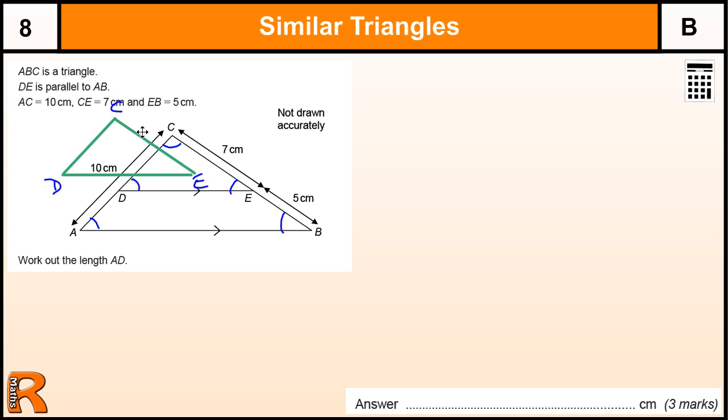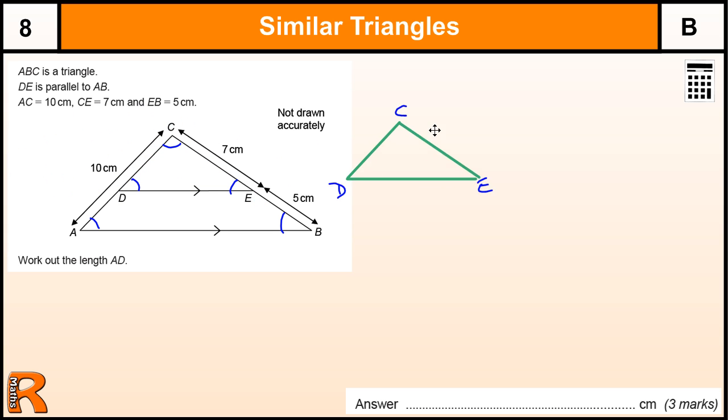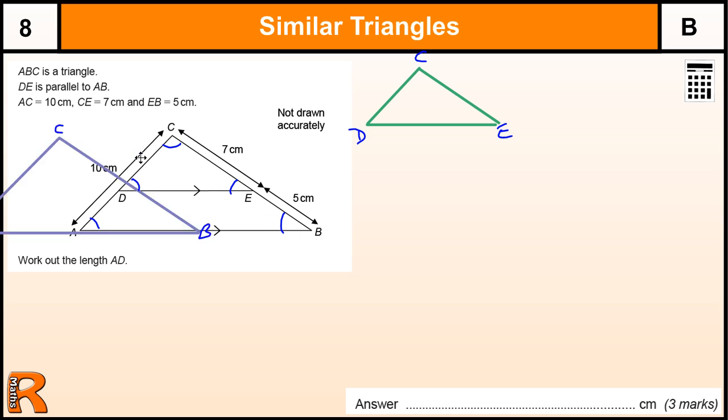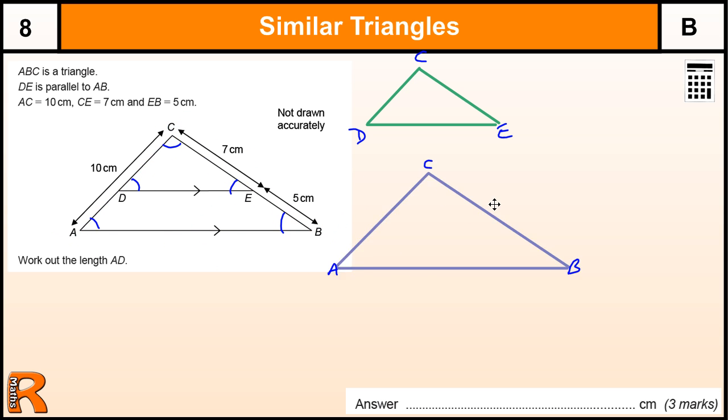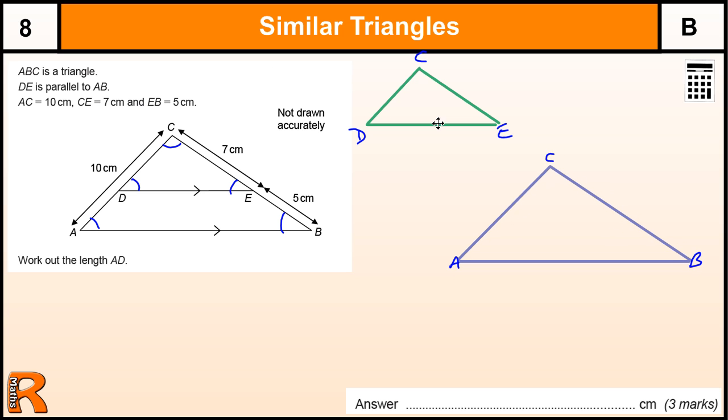So we've got the smaller triangle, CDE, and then we've got the bigger triangle, CAB. Okay, so we just label those up. On the small triangle, CE is 7. C to B, on the bigger triangle, is 7 plus 5, which is 12. On the big triangle, CA is 10.